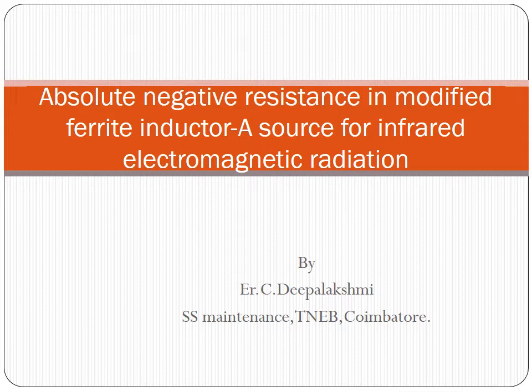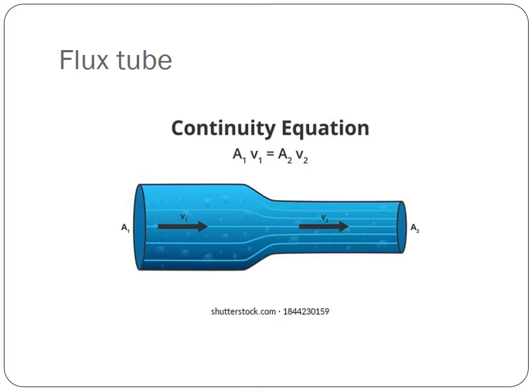So my presentation is based on obtaining absolute negative resistance in a modified ferrite inductor-like structure, which will also be a source for infrared. So, the flux tube. What is a flux tube? It is nothing but a cylindrical tube-like structure where inside the magnetic flux lines will be flowing, and at every plane, everywhere, the magnetic flux lines will be parallel to the cylindrical sides of the tube.